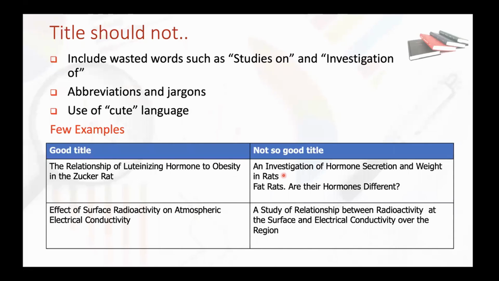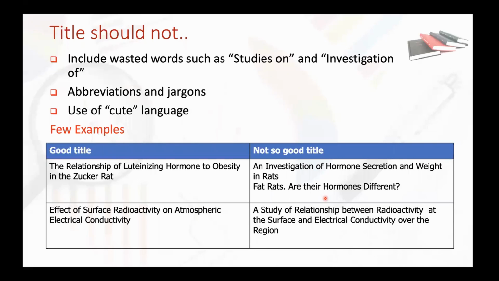So when you read it, do you get any idea about what the investigation is? There are a large number of hormones. What is a hormone? And the hormone and weight are related in rats. There are several species of rats. What is a rat? Nothing is mentioned. And there is another title which the author tried to make very cute: Fat rats, are their hormones different? So the work has nothing to do with that.